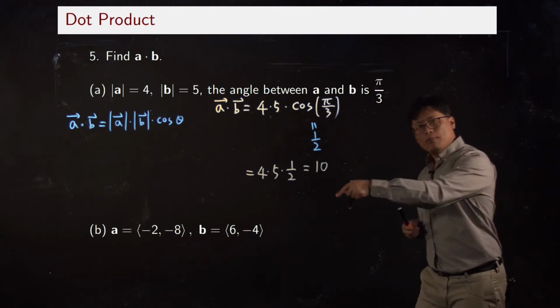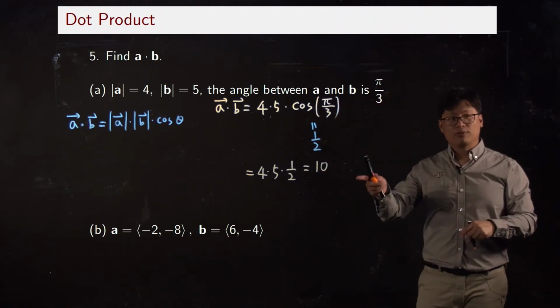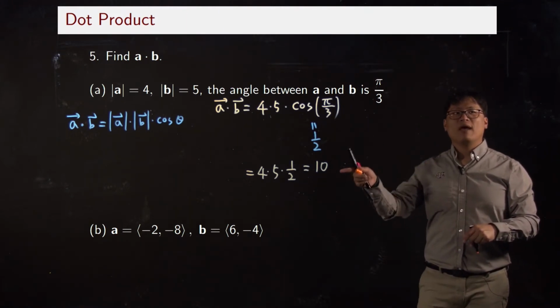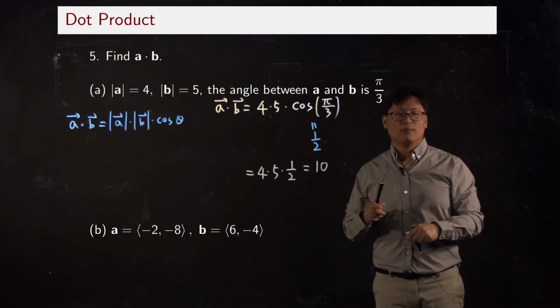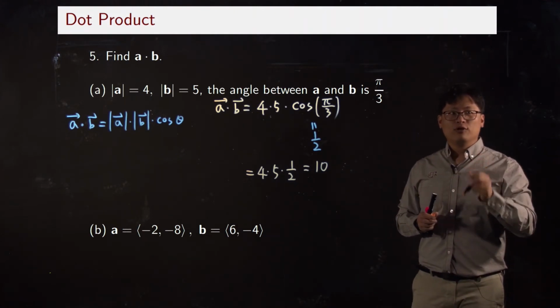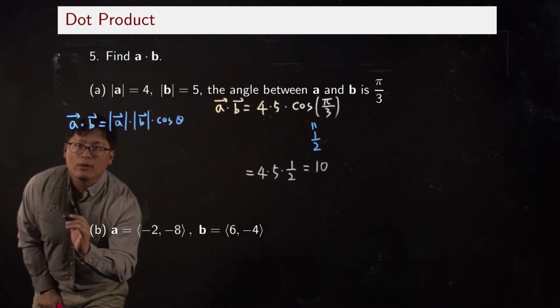So what about B? It is a little bit different from A. That's why I put the same problem in one slide. In this case, your vectors A and B are given in component form. If they are given in component form, we will use a different formula. Let me give you the formula for that.